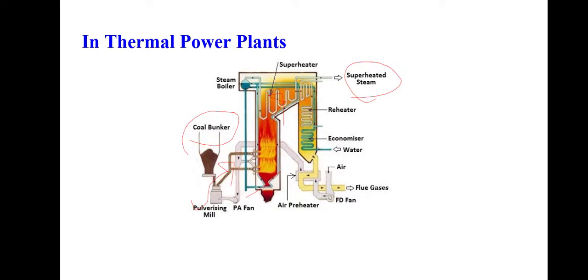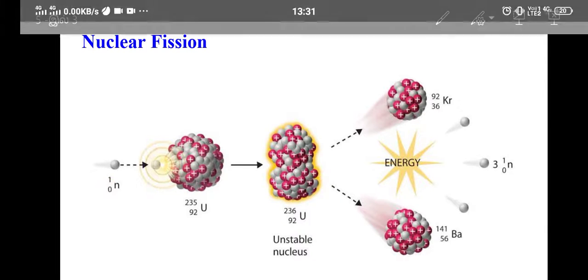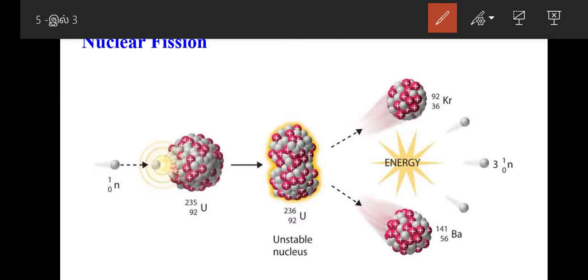That's why instead of generating heat by coal combustion, we can generate the heat by using the process of nuclear fission. So, what is nuclear fission? Using nuclear fission, a large amount of heat can be generated, and that heat can be used to raise the temperature of water, and then the water is converted into steam. This is the basics of NPP, or nuclear power plants.